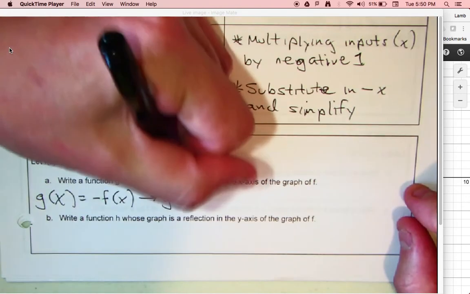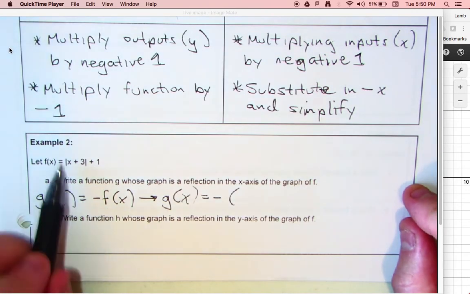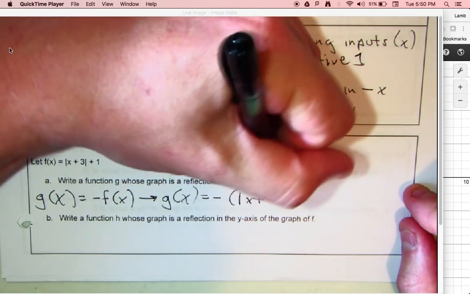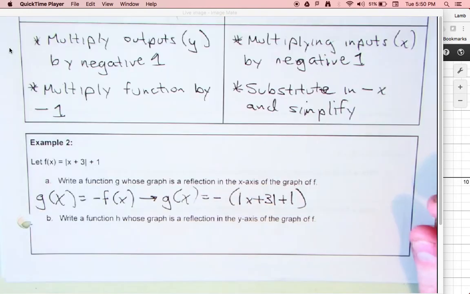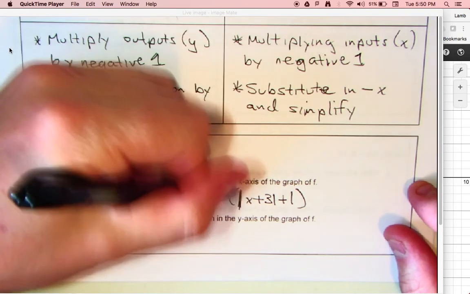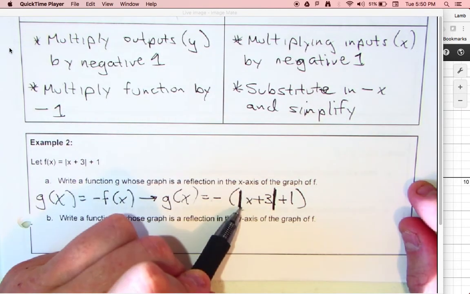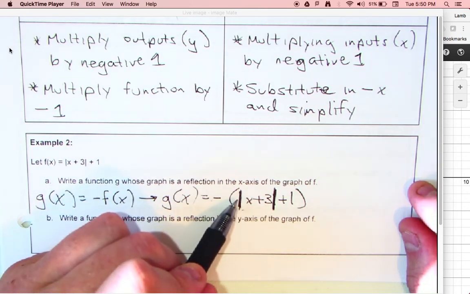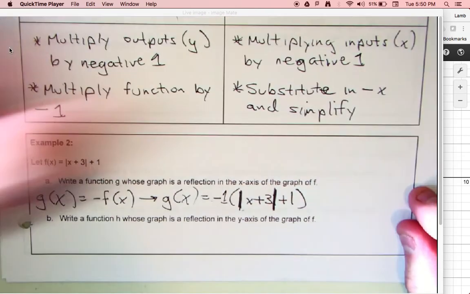So we can say g of x is negative, and we have to put parentheses in here, whatever function f is, which is all of this: the absolute value of x plus 3, closing absolute value, plus 1. Our next step is to take this negative and distribute it. Now it's interesting how you have to distribute it. This right here is one term, so I'm going to distribute it not to each of these individual pieces, but just out front here. When we're talking about distributing the negative, ultimately we're multiplying by -1. So what happens here?